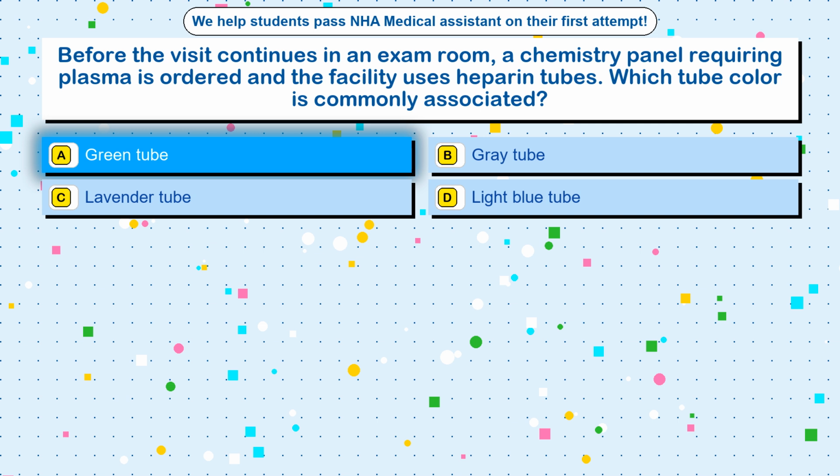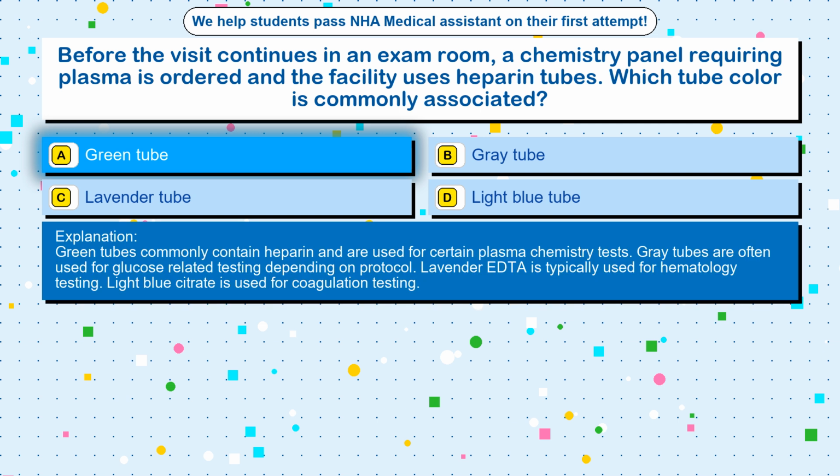The correct answer is option A, green tube. Green tubes commonly contain heparin and are used for certain plasma chemistry tests. Gray tubes are often used for glucose-related testing depending on protocol. Lavender EDTA is typically used for hematology testing. Light blue citrate is used for coagulation testing.